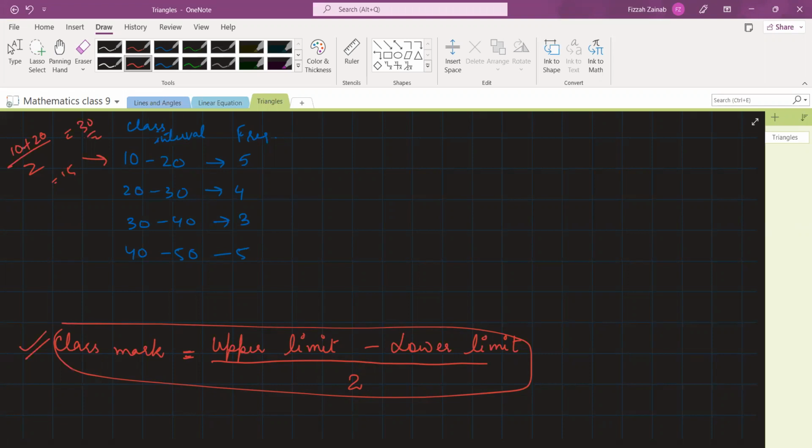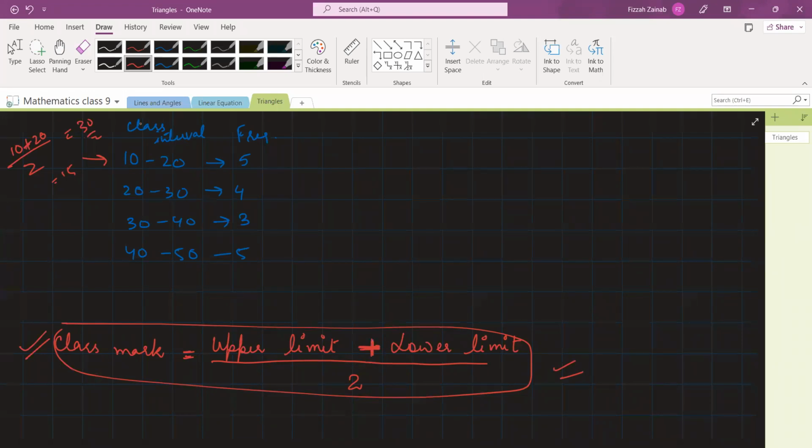Yes, ma'am. Okay, sorry. By subtraction also you can find, there's no issue. So upper limit, sorry, it should be plus. Use the plus. So upper limit plus lower limit divided by 2. That will give you the class mark.